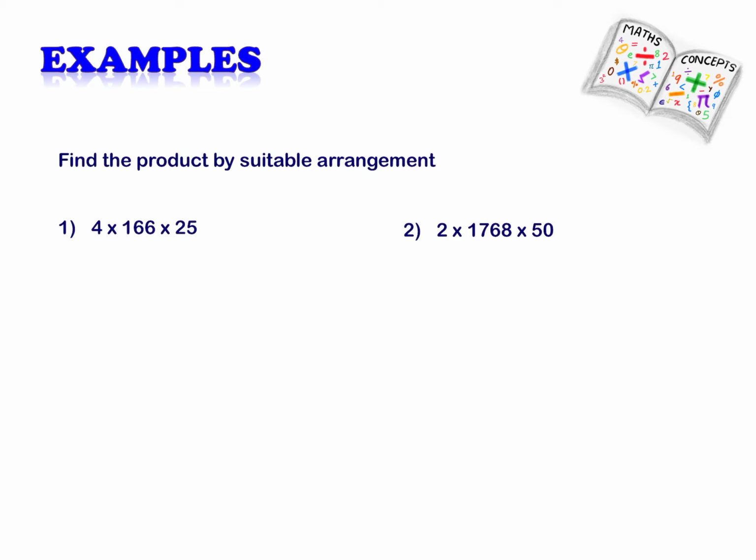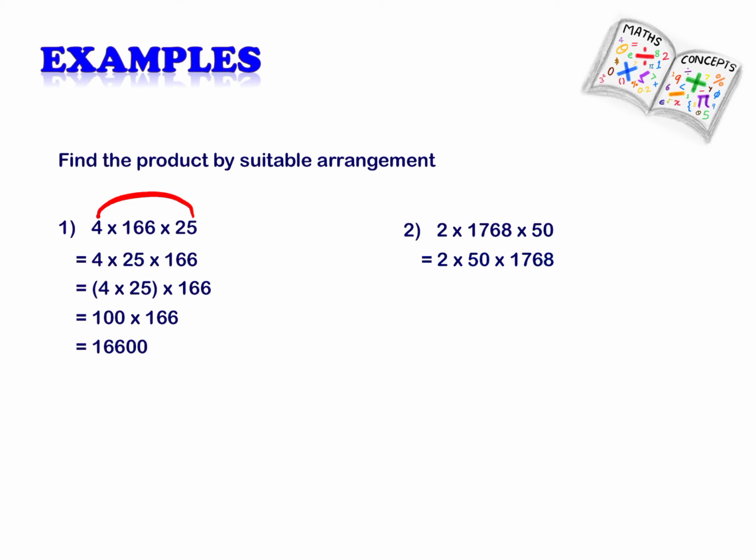the first example is 4 into 166 into 25. Here again I know that it is going to be easy to do 25 into 4 and hence I'll apply the commutative property and I'll change the order of the last two numbers, which gives me 4 into 25 into 166. Now I'll group together the first two numbers using the associative property, which will give me 100 into 166 and the answer will be 16,600.